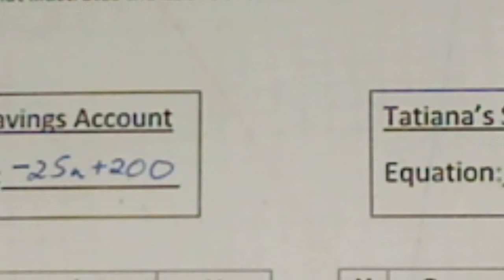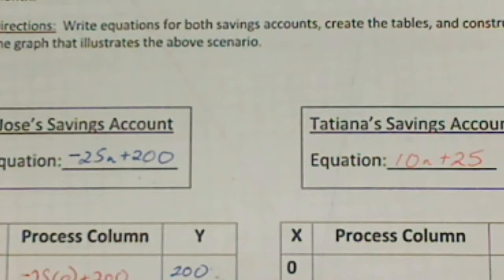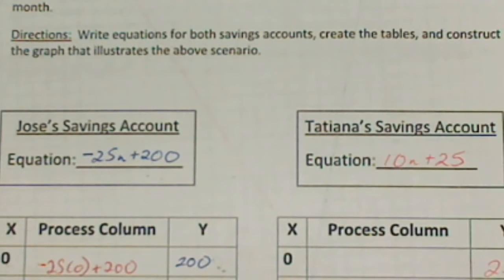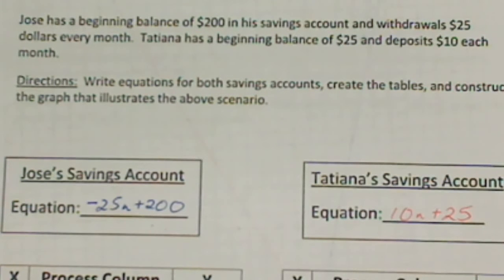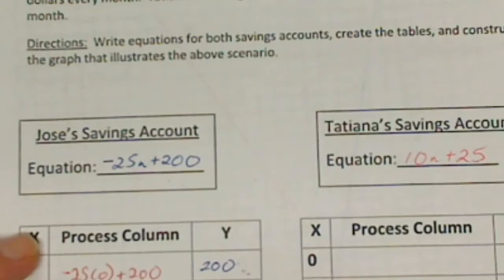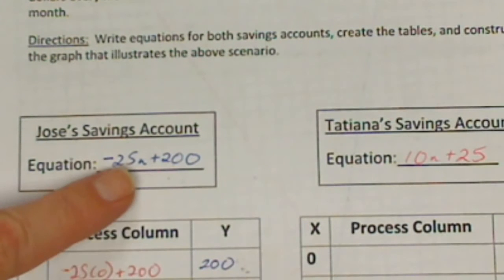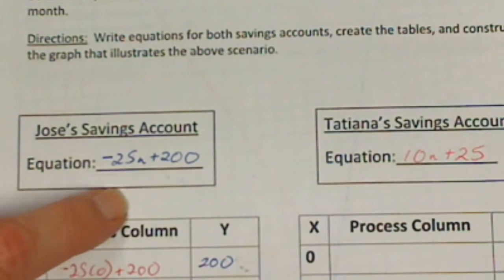So this is one of my favorite ones to use. That's a little too zoomed in. Let me back this out. So this is two linear situations. Jose has a beginning balance of $200. That's his y-intercept. That's the starting point. And his savings account withdraws $25 every month. So there's his slope, negative 25. And you can see right here it says Jose is negative 25x plus 200. So he started with 200 and he's withdrawing 25 every month.